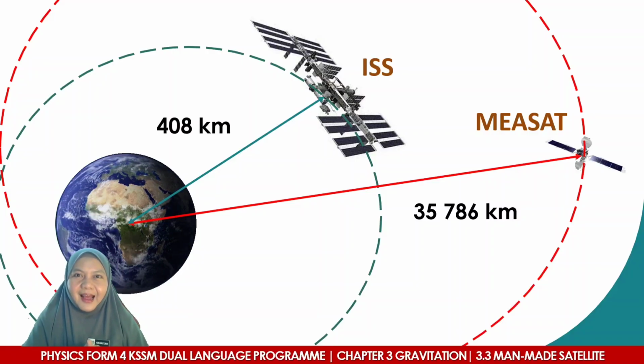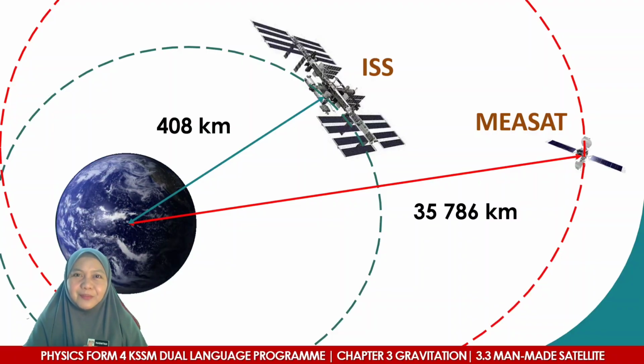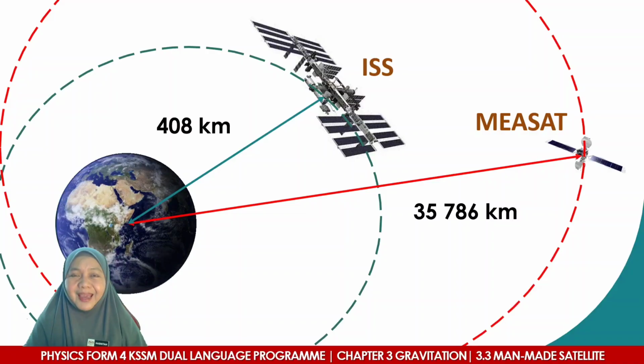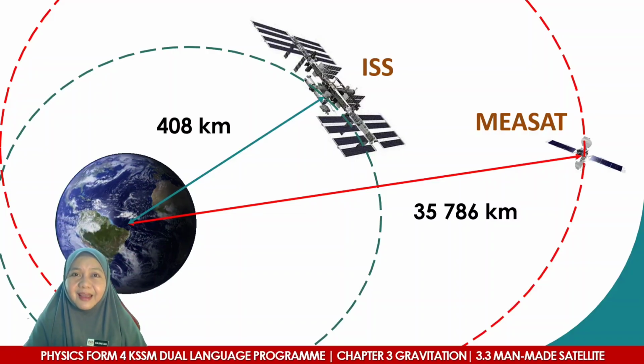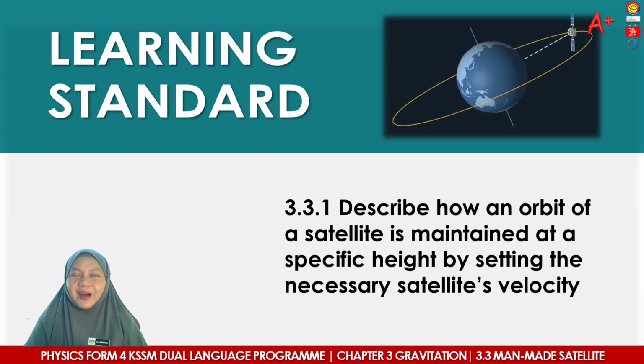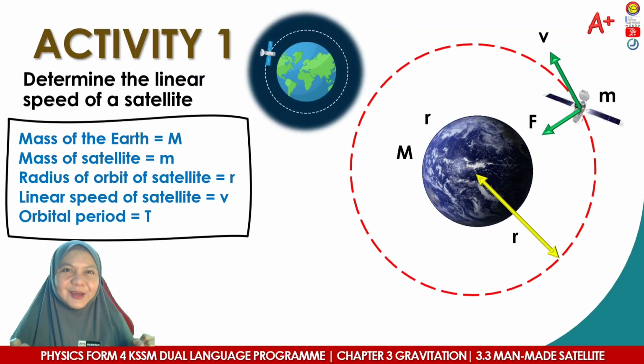Okay, ISS is about 408 kilometers from the center of the Earth, while Miasat is far, far away at a distance of 35,786 kilometers. So if you are ready and good to go, let us proceed with our first learning standard, which is to describe how the orbit of a satellite is maintained at a specific height by setting the necessary satellite velocity. So are you ready to go?